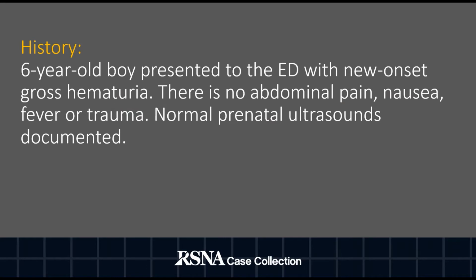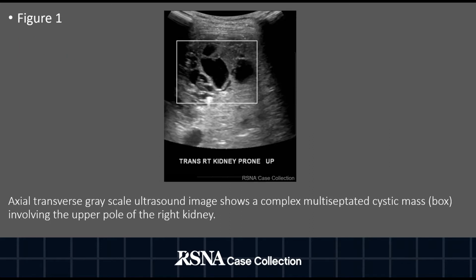Patient was a 6-year-old boy who presented to the emergency department with gross hematuria. He had no history of trauma, and a review of the imaging records showed normal prenatal ultrasounds. Renal ultrasound showed a complex multiseptated mass involving the upper pole of the right kidney.